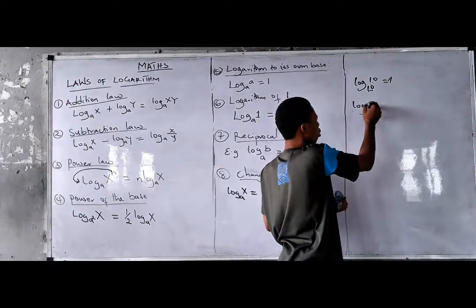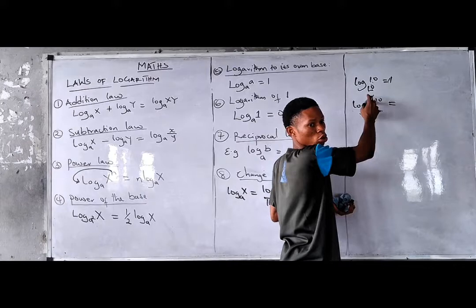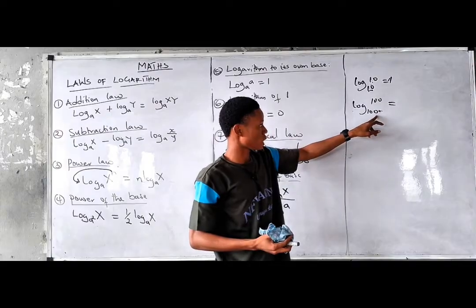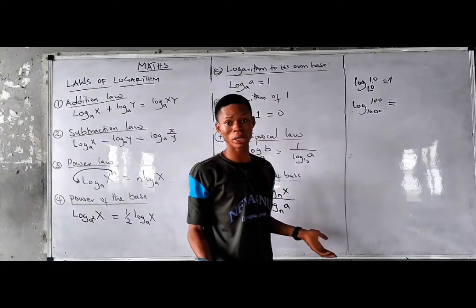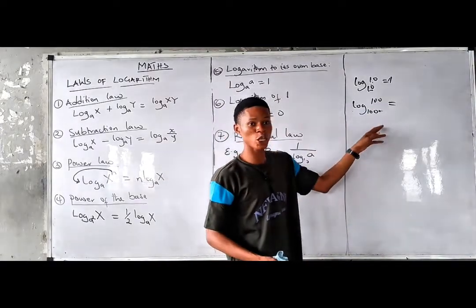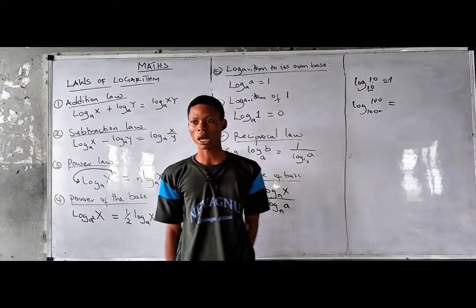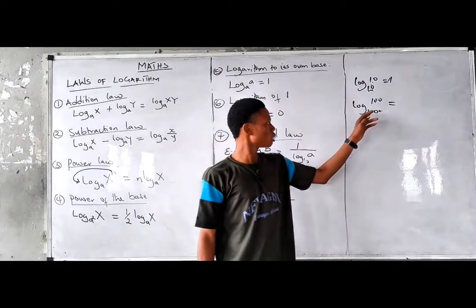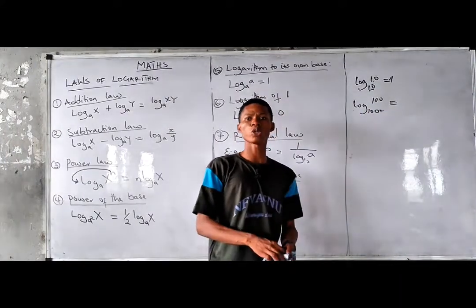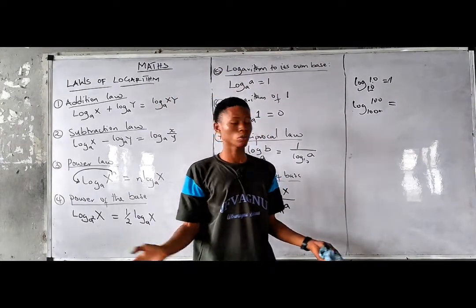Log 100 in base 100. 100 raised to power what will give me 100? 1, right? So anytime you see the logarithm and the base are the same, just know the answer is 1. Do you get? So if, for example, you have the logarithm of gift in base gift, the answer is what? It's not gift. The answer is 1. Logarithm of peace in base peace, the answer is 1. Peace raised to power what will give you peace? 1, right? Good.